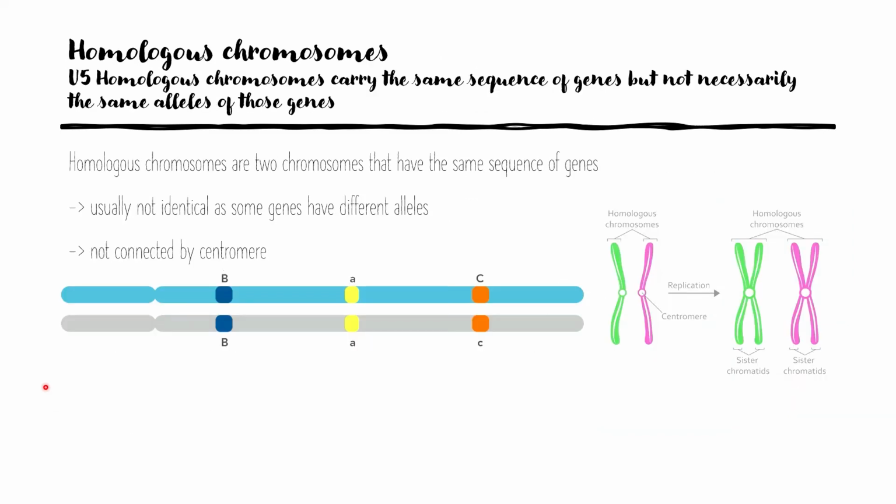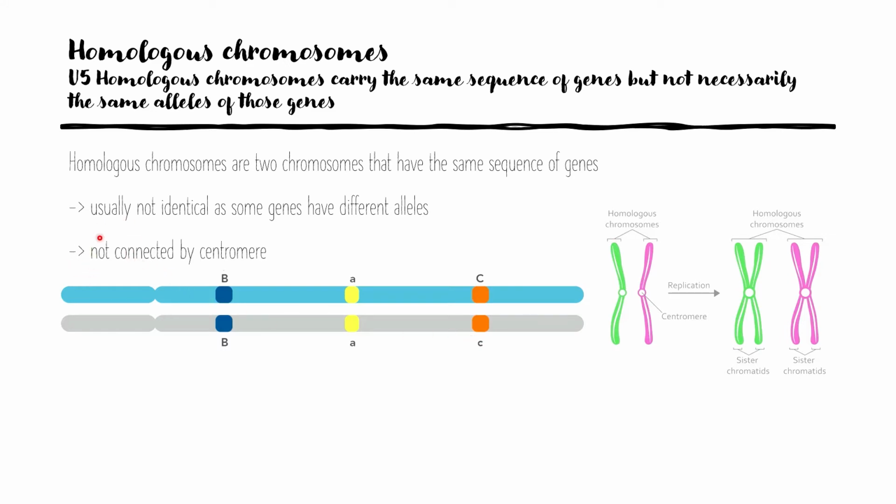Let's talk about homologous chromosomes, or understanding 5. What are homologous chromosomes? Well, they are 2 chromosomes that have the same sequence of genes. They are usually not identical, as some genes have different alleles. So we can see that here. The blue chromosome right here has a capital C allele, or a dominant allele, and the grey chromosome has a lowercase c, or a recessive allele, and we'll talk about what dominant and recessive alleles mean in a future topic.